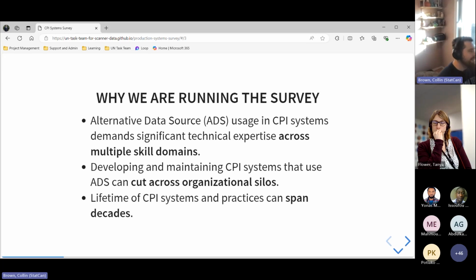Doing this development requires very distinct technical expertise, which can sometimes cut across organizational silos depending on what your organization looks like, hence the motivation to study how teams interact as well. The lifetime of these systems can span decades or maybe even more than a century in some cases. So these are very long-lived, very complex systems. That's true of a lot of software systems, but it's kind of unique in this case due to the nature of the problem.